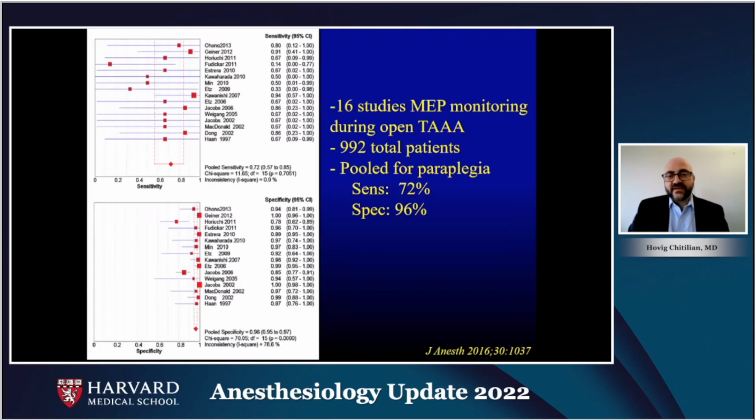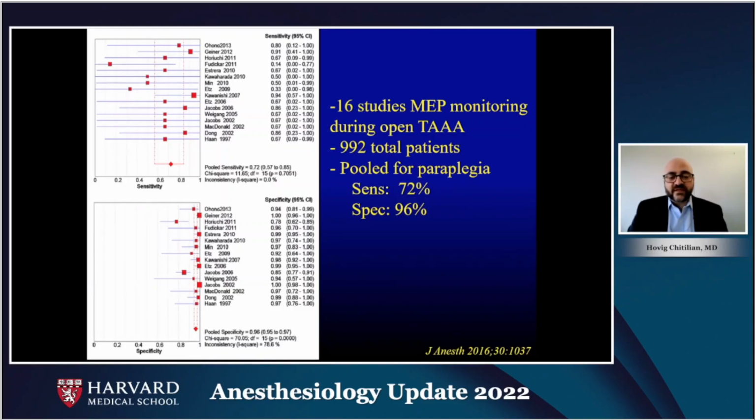This is a data slide from a meta-analysis of 16 studies of motor evoked potential monitoring during open thoracoabdominal aortic aneurysm repair, comprising 992 total patients, which yield a pooled sensitivity and specificity of 72% and 96%. It should be stated that the data about motor evoked potential monitoring is a little controversial and a little variable in terms of the sensitivity and specificity.